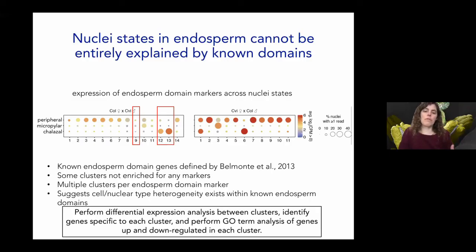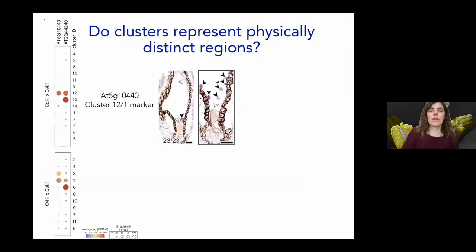So we then performed differential expression analysis among all possible combinations of the clusters. And so we could identify genes specific to each cluster and do things like GO term analysis on those. So we wanted to understand if some of the clusters we identified represented physically distinct regions of the endosperm. So we chose to do this by in situ hybridization.